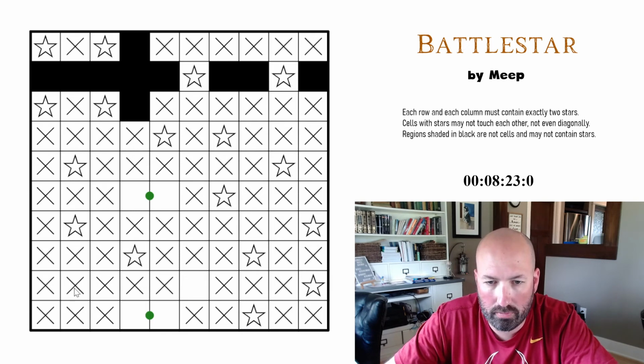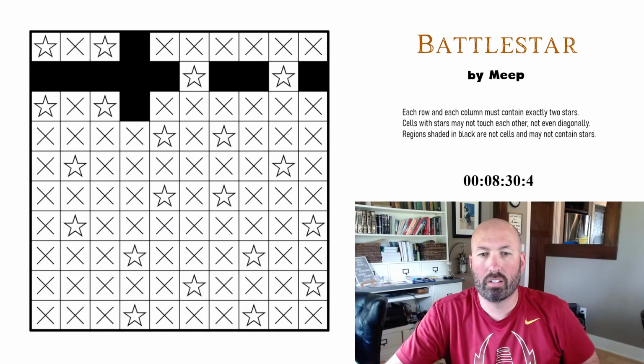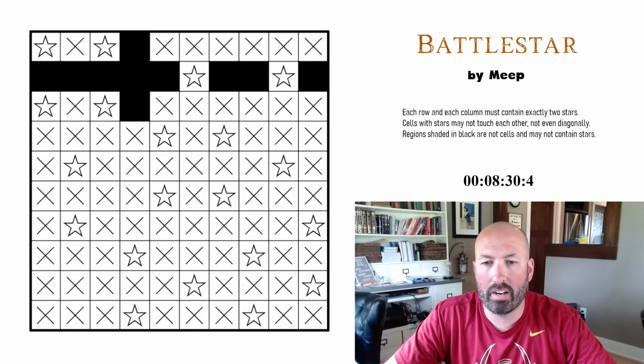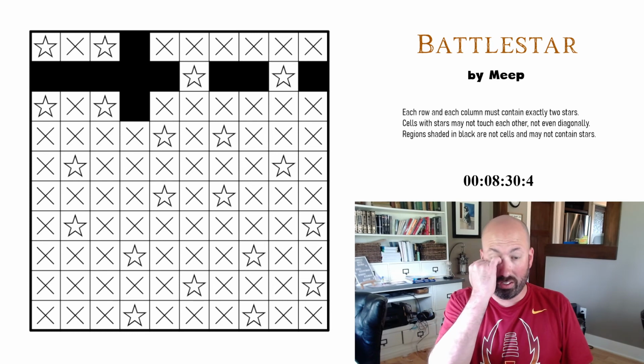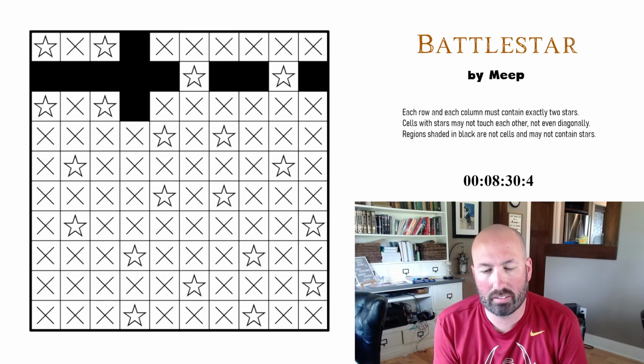column two. And now to finish column six here, we've got to put a star there. That's going to give us that star. And there we go. Solution is correct. Hooray! All right. That was actually pretty cool. It's really surprising that that has a unique solution. Yeah, looking at it, I never would have guessed that that had a unique solution.